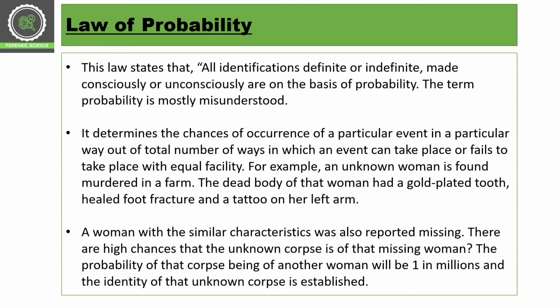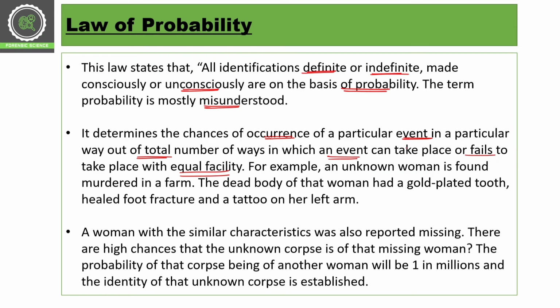So we will work on probability. We have evidences and we analyze these evidences, and after analyzing the evidences, we will create the hypothesis, and that is probability, right? We have probability of having some crime, or we have probability of victims, or like that. So this says all identifications, definite or indefinite, made consciously and unconsciously, are on the basis of probability. Yes, the term probability is mostly misunderstood here. It determines the chance of occurrence of a particular event in a particular way out of the total number of ways in which an event can take place or fail to take place with equal facility.